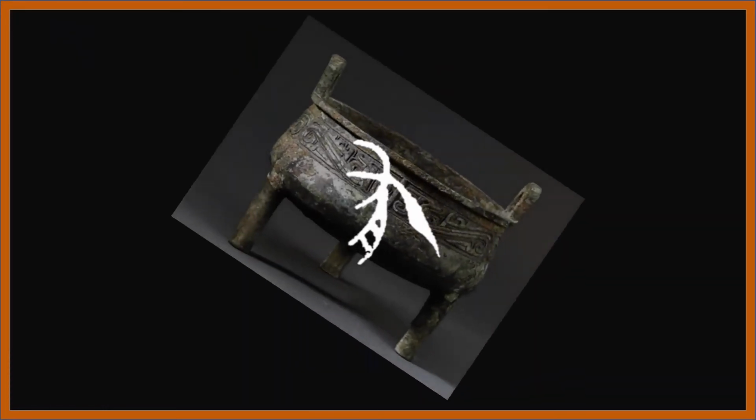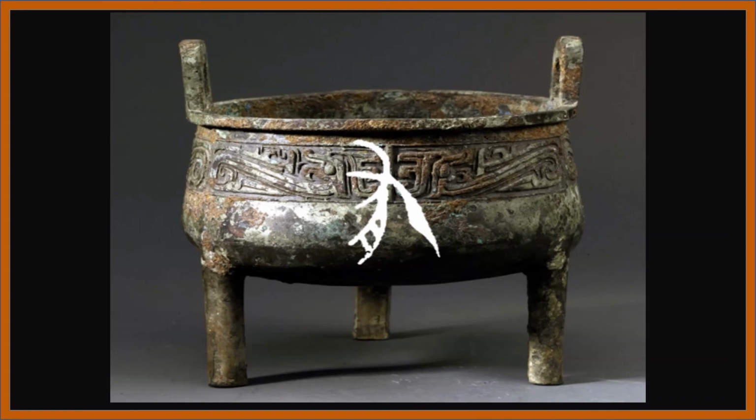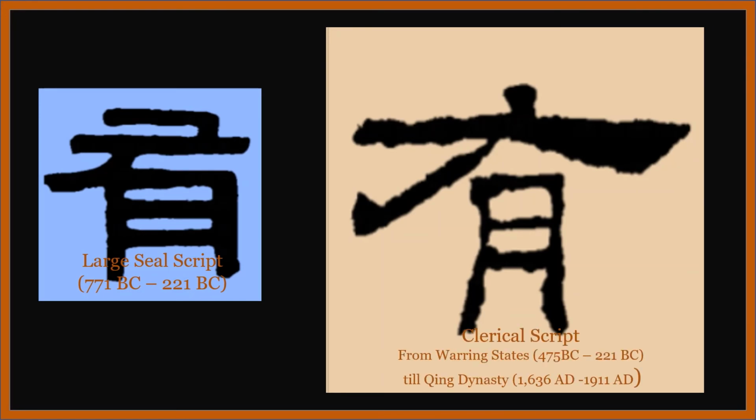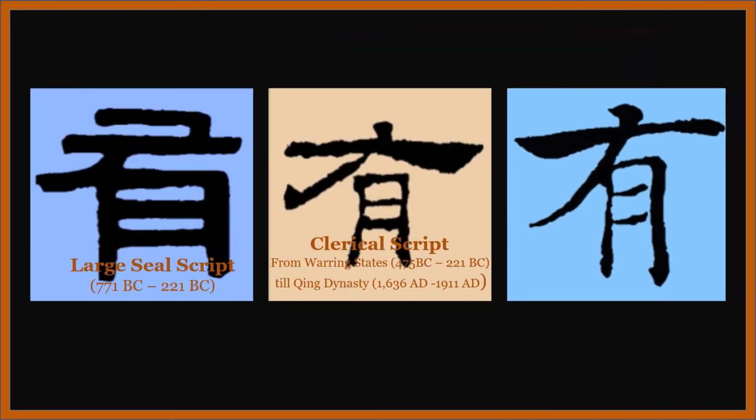This character was also identified from the bronze inscriptions in late Shang Dynasty. You can see the written form is basically the same as the oracle bone script. The written form of this character has gone through a few changes from large seal script to clerical script and a regular script, which is popularly used in various printing media in China today.